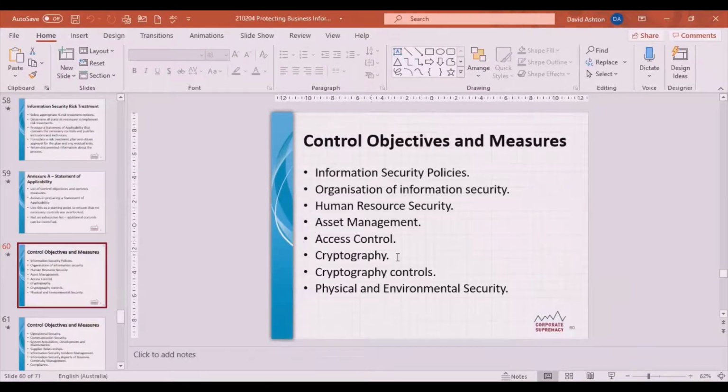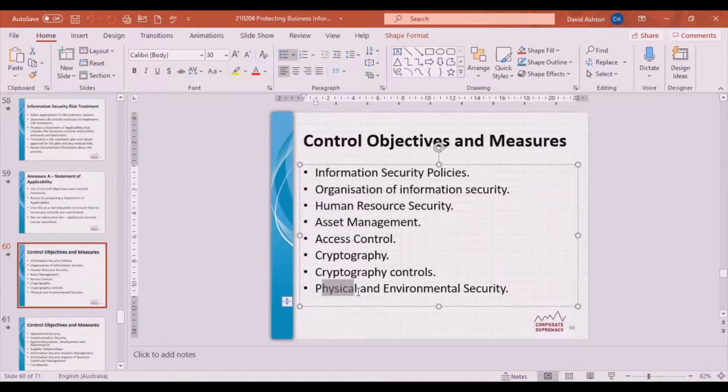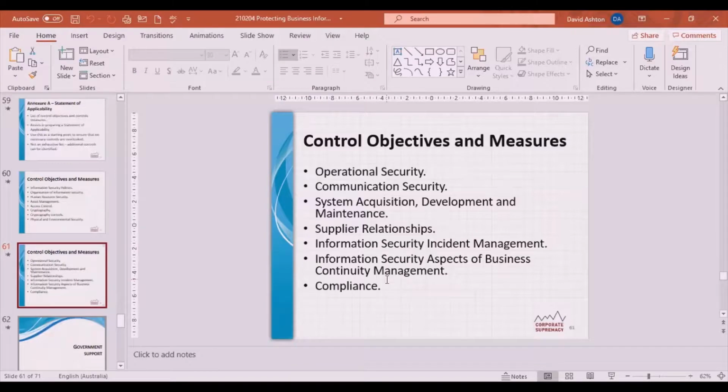Cryptography, and the controls around that, and then physical and environmental security. So that's physical security to your business premises and environmental security, so the environment in which you're working, whether that be external or internal, and then physical access to premises and information. Then operational security and communication, so how you communicate by email and telephone and the like.